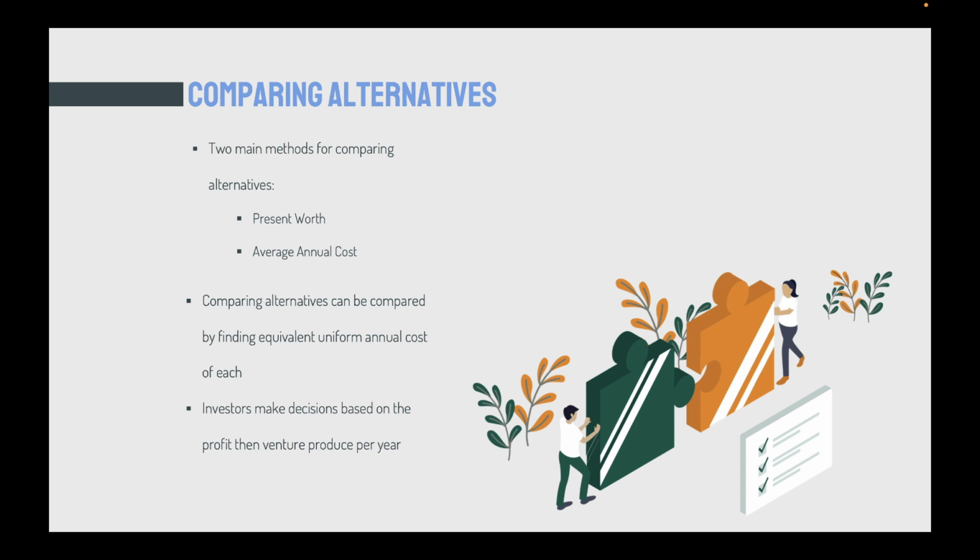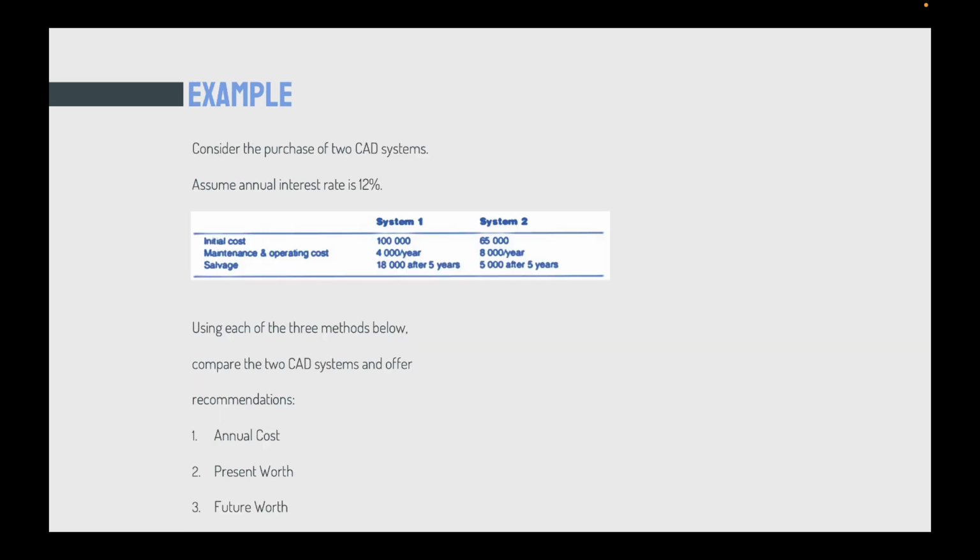And investors need to make decisions based on the profit the venture produces per year. You're having investors coming into your company. They want to be part of your company, help you and give you some money to increase your capital and be able to expand your factory. In this case, they need to know that they can get back the money they give you.